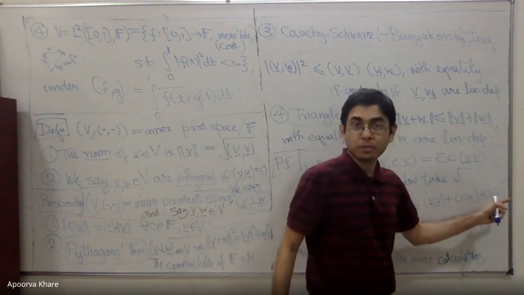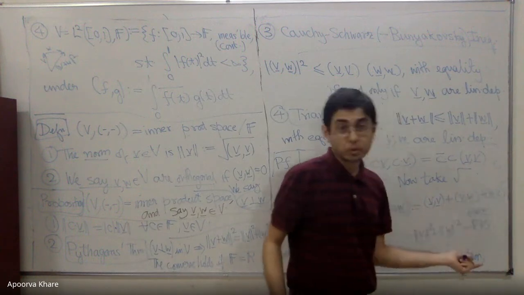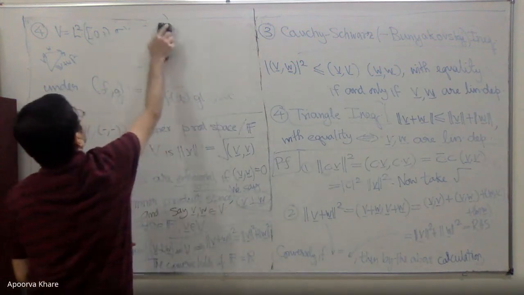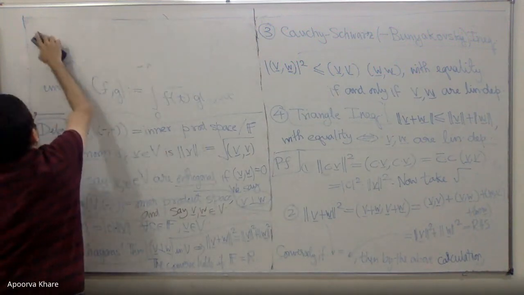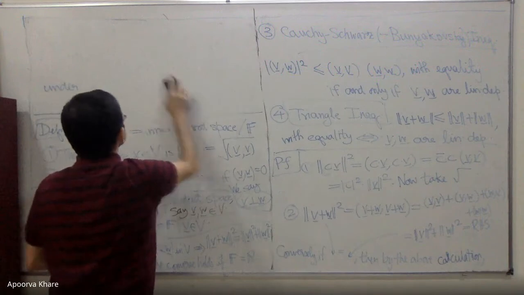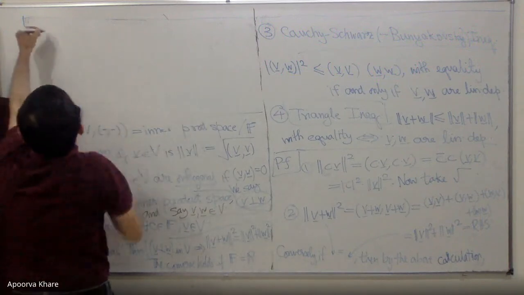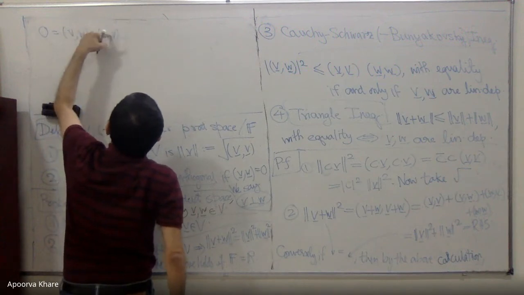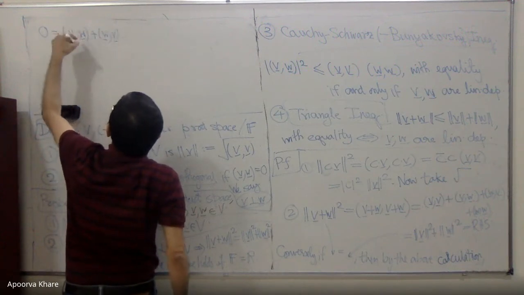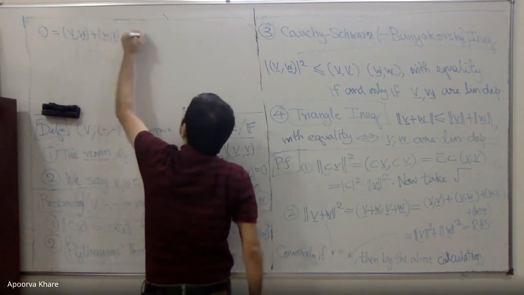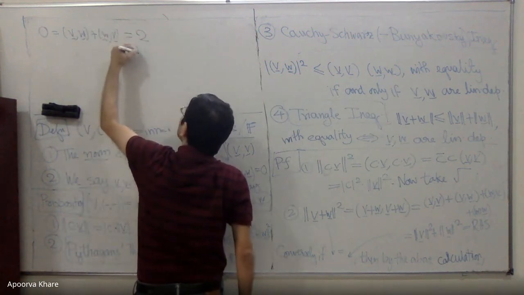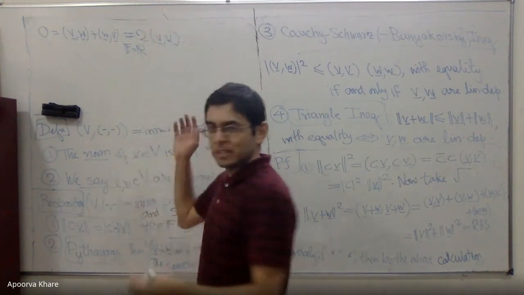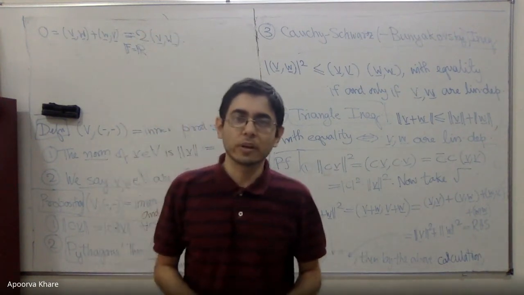But over the real numbers field, these two are actually equal, because you take the conjugate of a real number, you get itself. What you get is 0 equals, as I said, because it's over F equals R, twice ⟨V, W⟩. Even if 0 is equal to twice ⟨V, W⟩ over the reals, you can divide by 2 and so on.